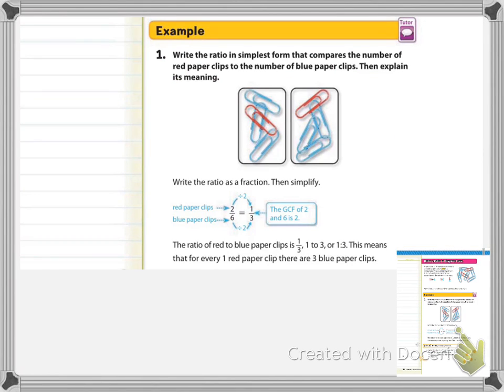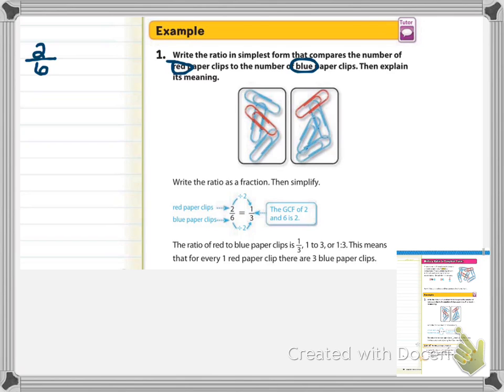So let's look at example 1. Example 1 reads, write the ratio in simplest form that compares the number of red paper clips to the number of blue paper clips. Then explain its meaning. This is the same example that we just talked about a moment ago. Since our word problem is asking us to compare the number of red paper clips to blue paper clips, here's our red right here, and here's our blue. We need to write our answer in that order, red first, then blue. If you're going to make it look like a fraction, you could write it as 2 over 6, meaning that there's 2 red ones and 6 blue ones.